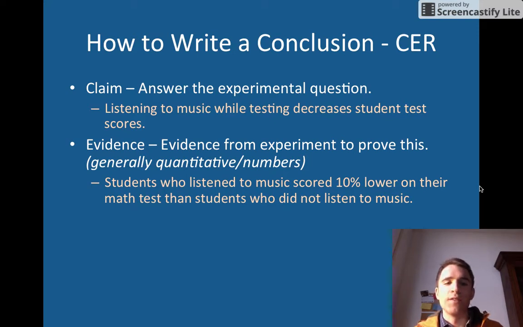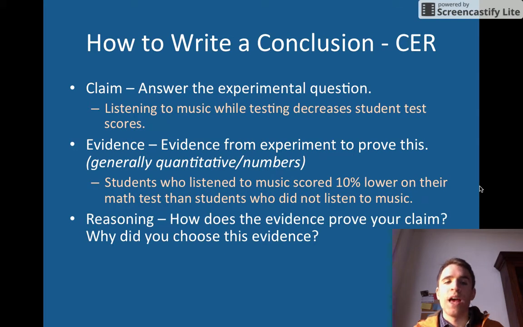Lastly, so we have C, we have E. Our last one is reasoning. How does this evidence prove your claim? Why did you choose this evidence? So basically, this is like tying it all in at the very end.